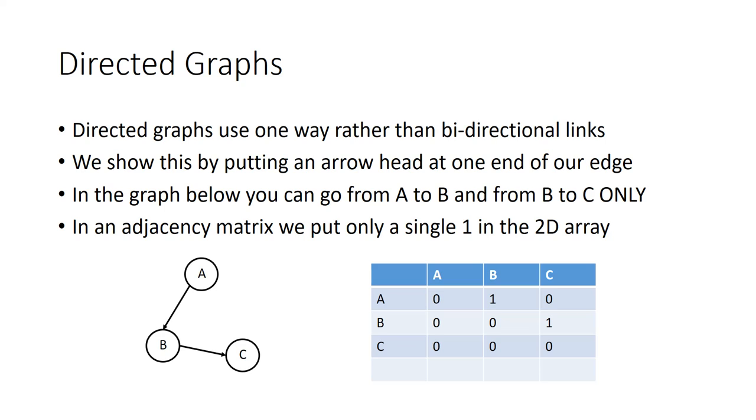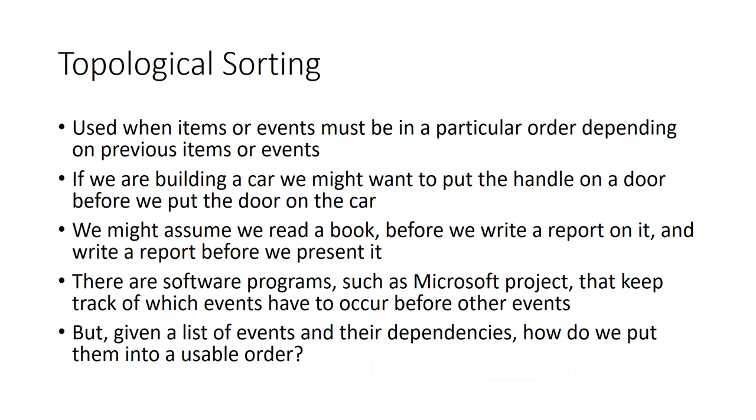If we wanted to represent this in an adjacency matrix, for each edge, we'll put only a single one into the 2D array. Previously, with the bidirectional, for each edge, we'd put two different ones in the array, and we would get a mirror image across the diagonal. But here, that doesn't happen. So since we can go from A to B, we put a 1 in row A, column B. Since we can go from B to C, we put a 1 in row B, column C. But you'll notice we're not putting ones indicating the other direction because these are one way.